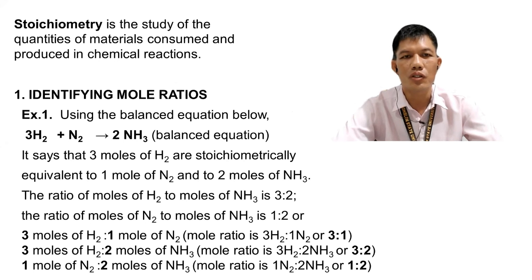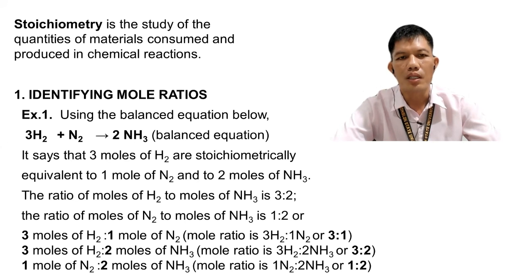Stoichiometry is the study of the quantities of materials consumed and produced in chemical reactions. The first step in stoichiometry is identifying mole ratios. Using the balanced equation 3H2 plus N2 will yield 2NH3, this equation says that 3 moles of H2 are stoichiometrically equivalent to 1 mole of N2 and 2 moles of NH3.